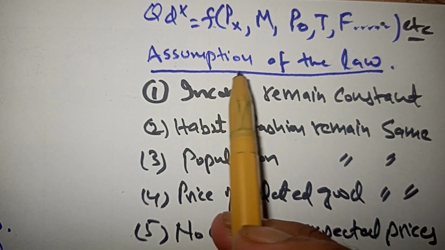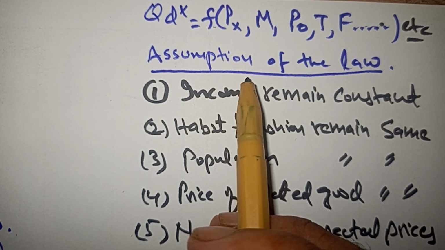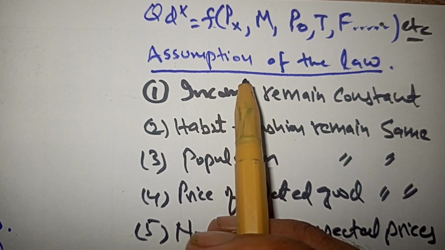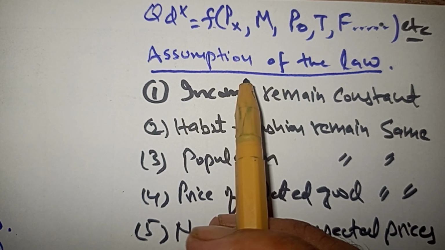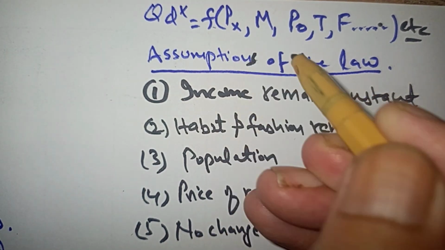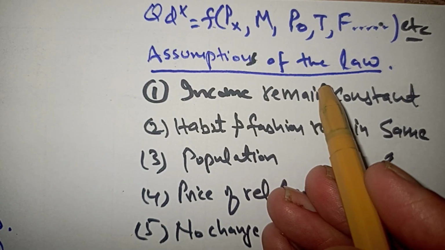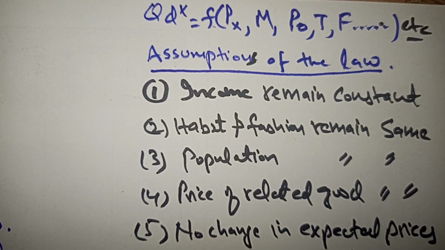These are also called assumptions of the law. What is an assumption? Assumption means something we assume remains constant or the same. The things which we assume will not change are called assumptions. Assumptions of the law of demand. In this, we will discuss the assumptions of the law.